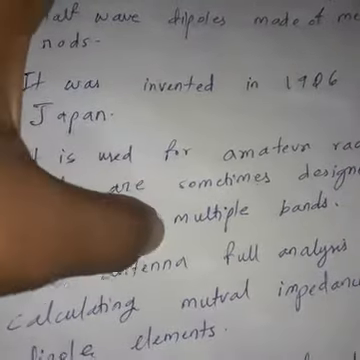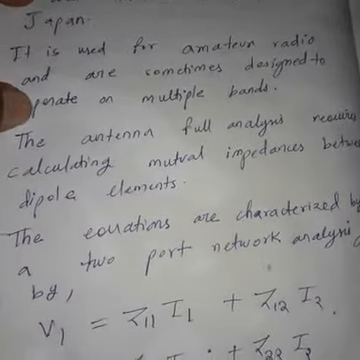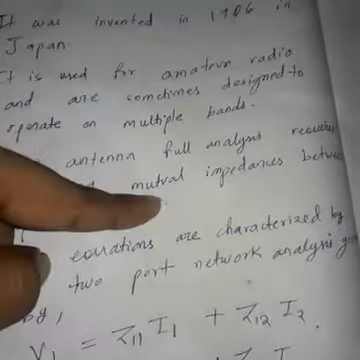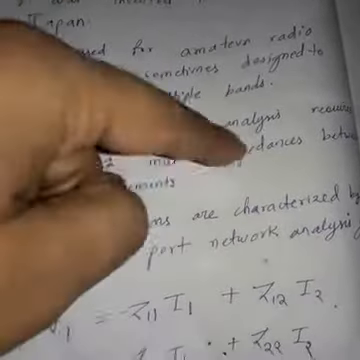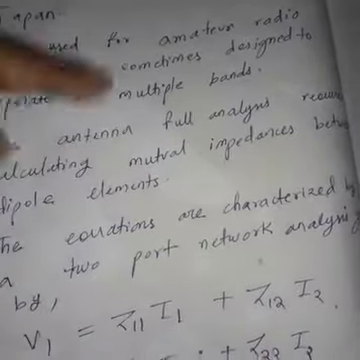Okay. So it is used for amateur radio and is sometimes designed to operate at multiple frequencies, usually used for radio purposes. Then the antenna full analysis requires calculating mutual impedances between dipole elements. That means various dipoles are there. So various intrinsic impedances are there, and these are to be calculated for design purpose or analysis purpose.